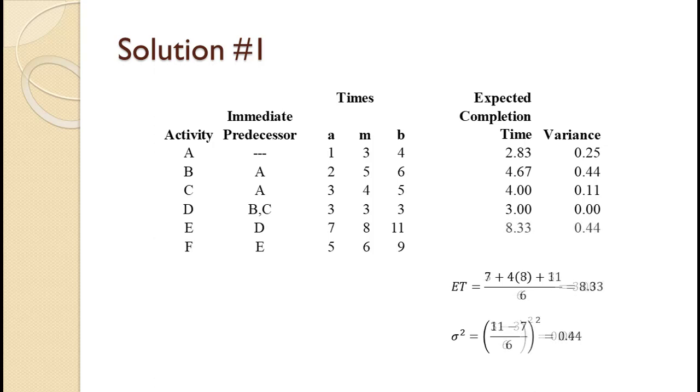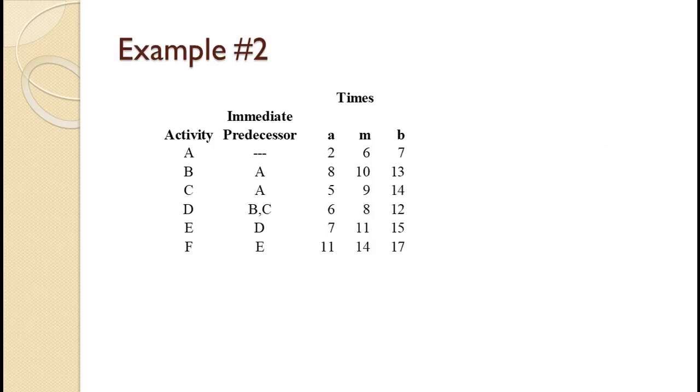The expected completion time for activity E is 8.33 with a variance of 0.44. The expected completion time for activity F is 6.33 with a variance of 0.44. Now here's an example for you to try. Data for a simple project is shown on the screen. Compute the expected completion time and variance for each activity.